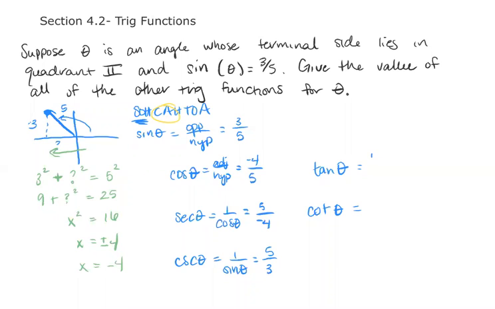Tangent is the TOA part, so we're looking at opposite over adjacent. The opposite side is 3. The side right next to the angle, the adjacent one, that's -4. And then for cotangent, that's 1 over tangent of theta, or the reciprocal of tangent. So again, just flip that fraction. So -4/3 there for cotangent. And that is how you look at the 6 trig functions with a triangle.